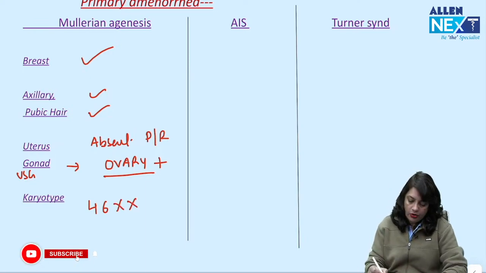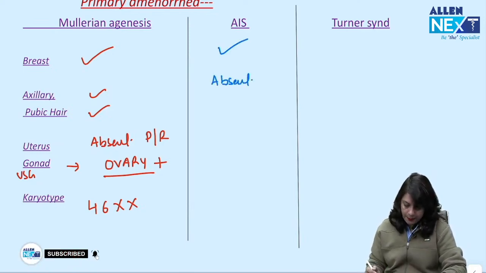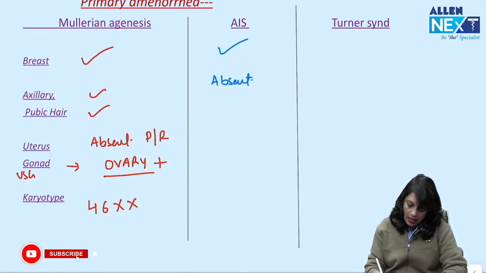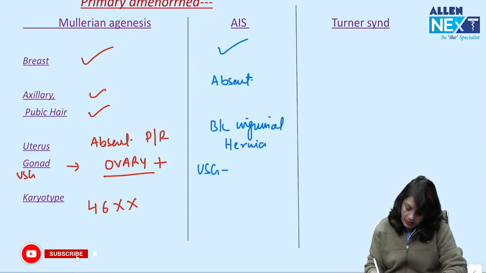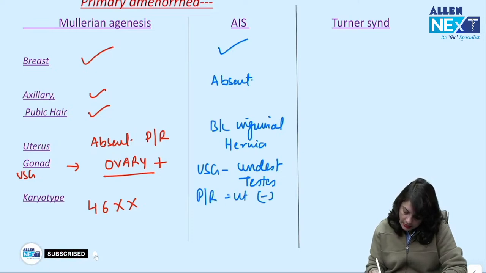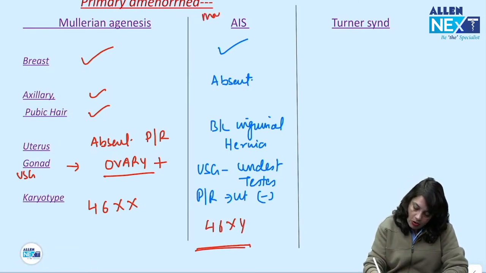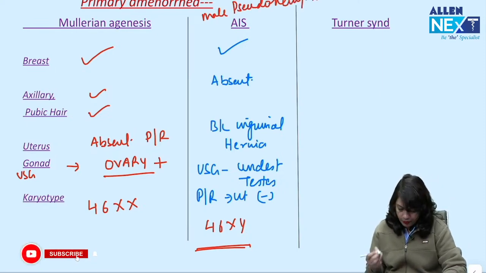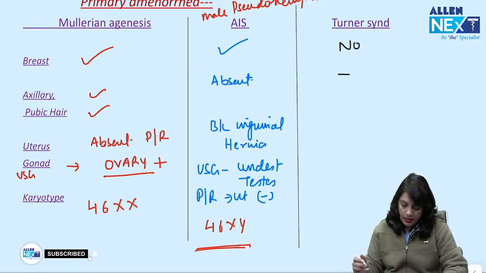Now in cases of androgen insensitivity syndrome, breast development is present, but axillary pubic hair are absent, and external genitalia is female, and there is bilateral inguinal hernia. On ultrasound, it is undescended testis. On per rectal examination, uterus is absent. Karyotype in this case is 46XY. So this is a case of male pseudohermaphrodite.